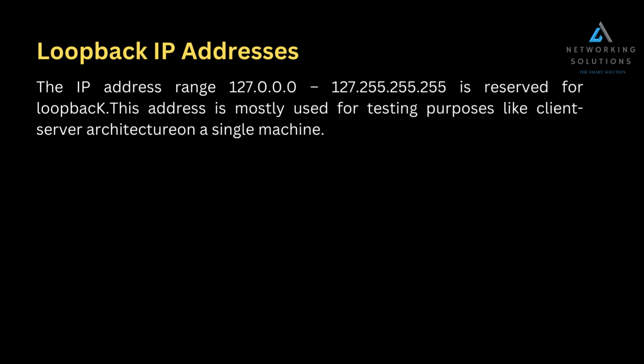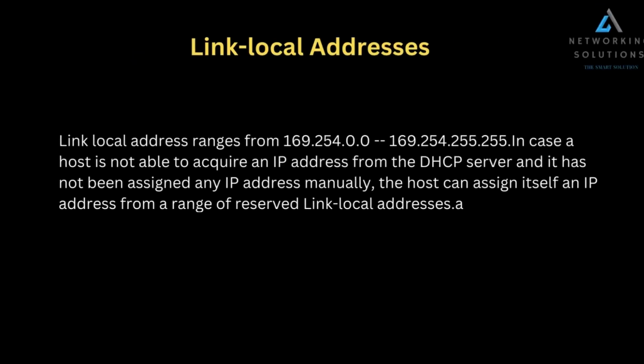Data sent on loopback is forwarded by the operating system to a virtual network interface within the operating system. This address is mostly used for testing purposes, like client-server architecture on a single machine. Other than that, if a host machine can successfully ping 127.0.0.1 or any IP from the loopback range, it implies that the TCP/IP software stack on the machine is successfully loaded and working. Link local addresses. In case a host is not able to acquire an IP address from the DHCP server and it has not been assigned any IP address manually, the host can assign itself an IP address from a range of reserved link local addresses.